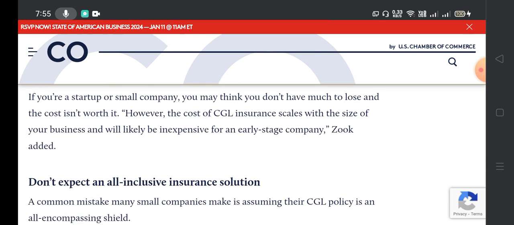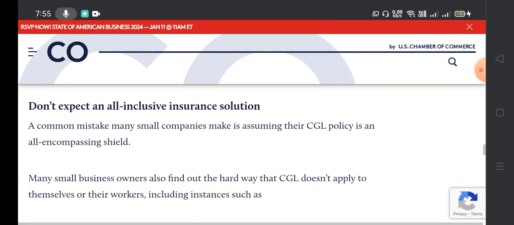So, if you are a startup, a small company, you may think you don't have much to lose and the cost isn't worth it. However, the cost of CGL insurance scales with the size of your business and will likely be inexpensive for an early stage company. So don't expect an all-inclusive insurance solution. A common mistake many small companies make is assuming their CGL insurance policy is an all-encompassing shield.